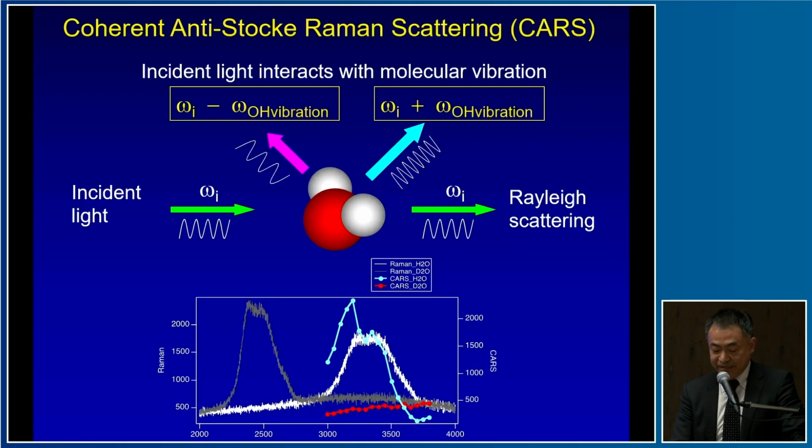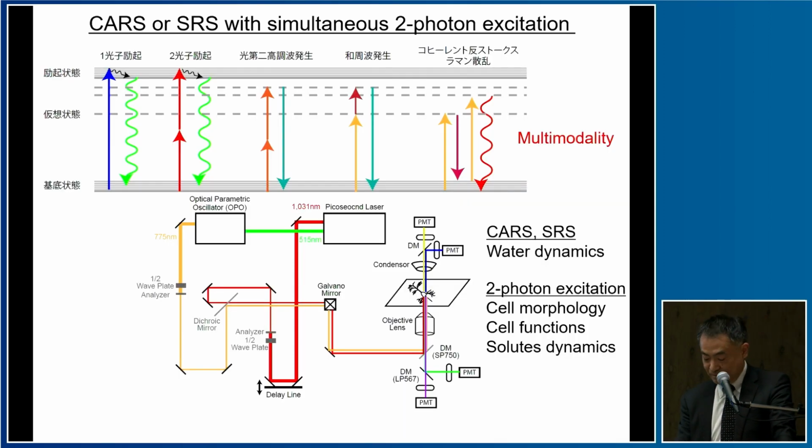And finally, we've been working on visualizing the water molecule itself at the microscope level, with time resolution of milliseconds and spatial resolution of 1 micrometer. You know, water is too small to label with a fluorescence dye. So what we did was apply Raman scattering.